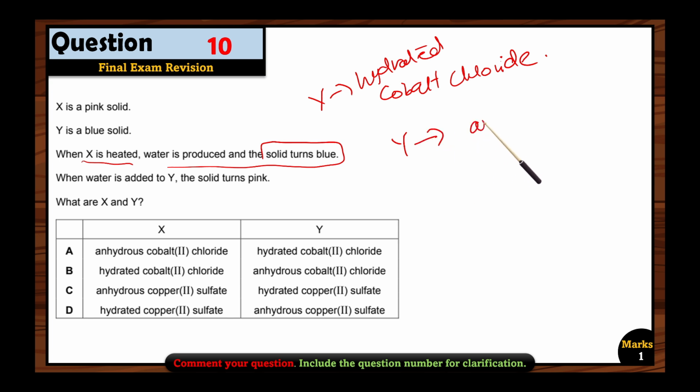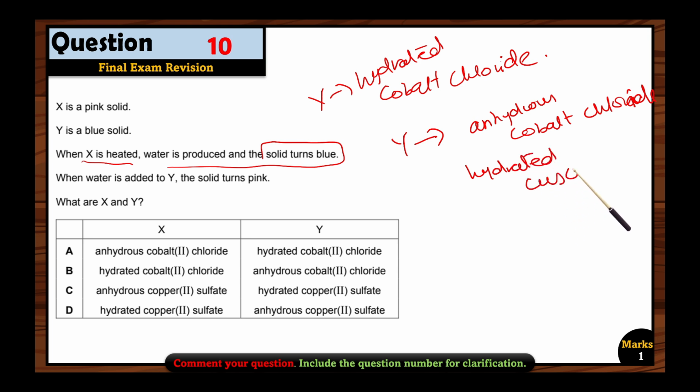It can be anhydrous cobalt chloride because it is also blue color, or maybe there's another option, that is hydrated copper sulfate, that is also blue color, right? So we can see that which one. Okay, when X is heated, hydrated cobalt chloride is heated, water is produced and the solid turns blue. Yes, that's right, it will change into Y, right? Or anhydrous cobalt chloride. When water is added to Y, which is blue color, right?